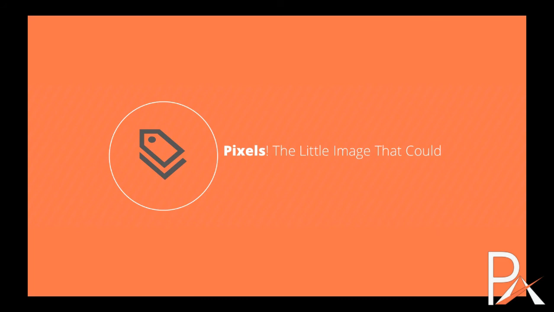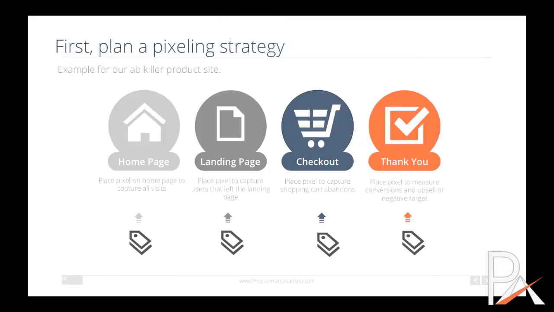So pixels. Pixels are basically the little image that could. They serve such a huge purpose in everything regarding ad tech, media buying, performance, digital. It's incredible that this one by one image does all these things. And as such, a pixeling strategy is super important. And I've mentioned this before on our previous course.